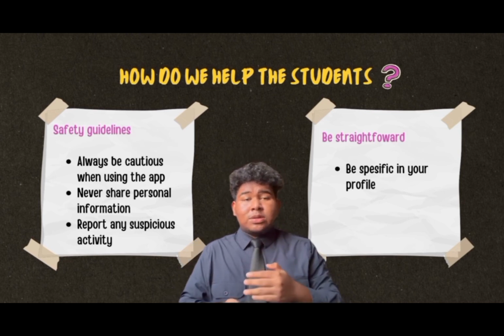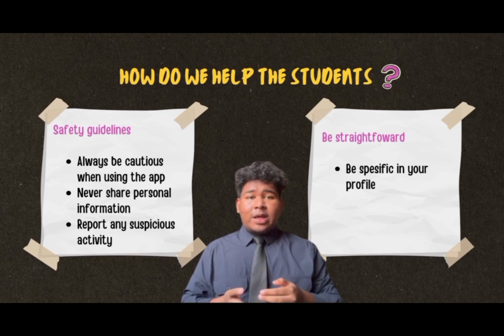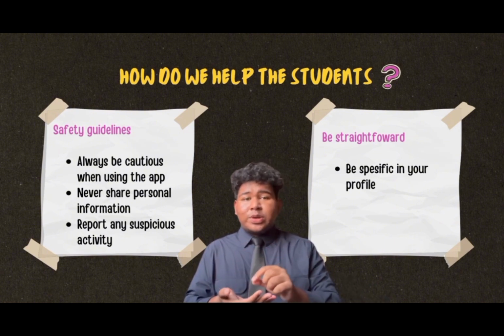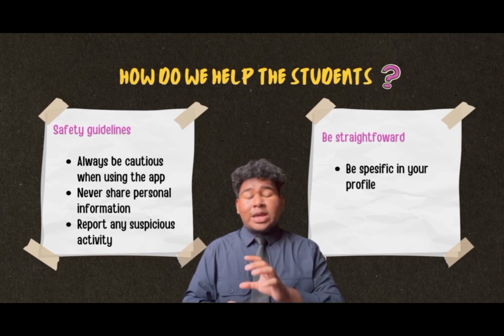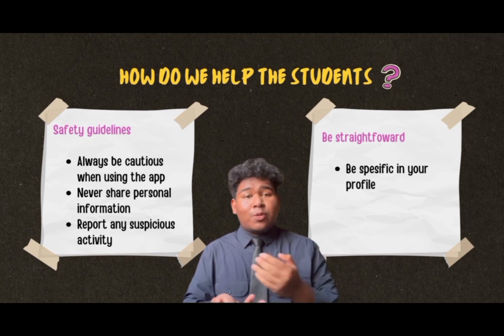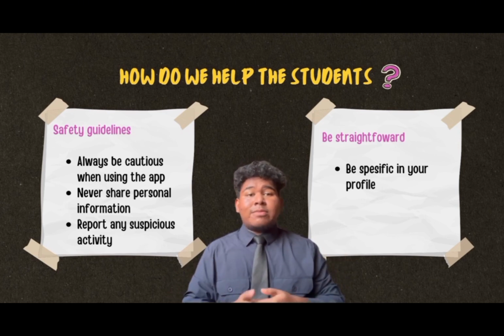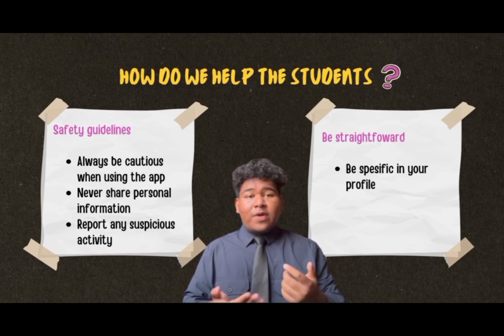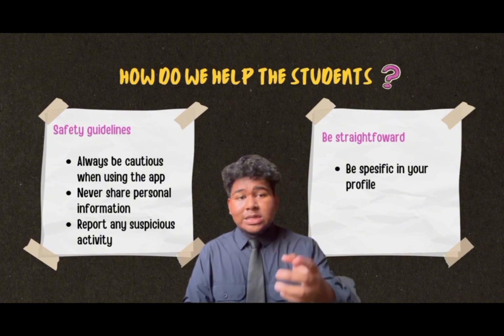In order to deal with the problem of being unable to find compatible pen pals, first you need to be straightforward. Be specific in your profile. Put what you are interested in. For example, if you like movies, just put movie lover. If you are a gamer, put what kind of games you like to play. Is it mobile games, Xbox, PS5, or anything that might help you find people with the same interest as you.